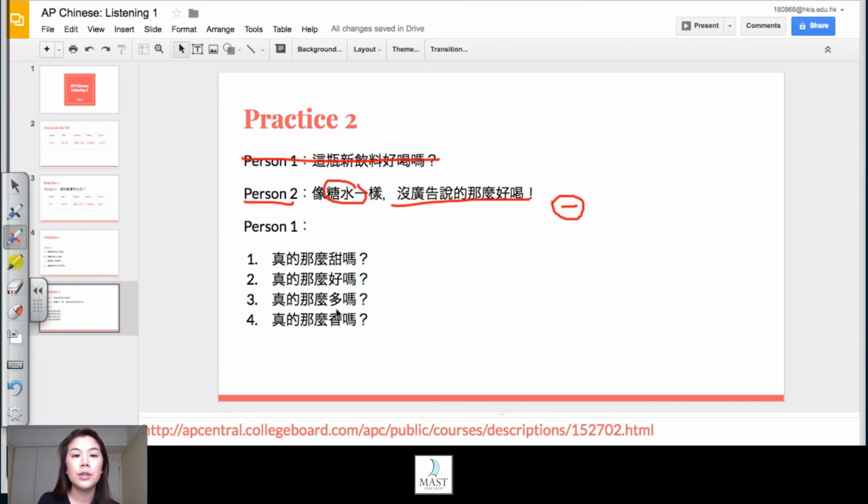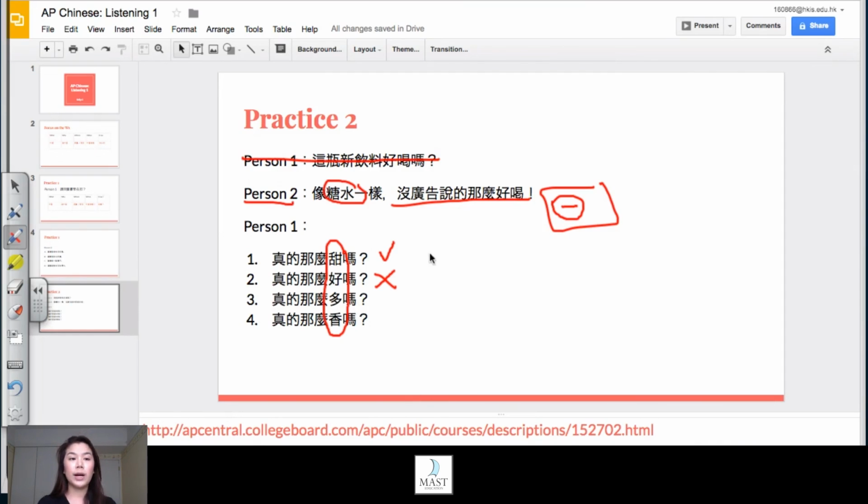Then in the answers, you can see the structure is quite similar. It's 真的那么. So this means that you only need to focus on the description. And then again, it's asking, is it really that? Should it look for a positive or negative thing? It should look for a negative thing. So these descriptions should be negative. Let's go from option 1. It says, 真的那么甜吗? Is it that sweet? If it's too sweet, then it's a bad thing. And you want that, so you would put a tick on that. And then this says, 真的那么好吗? Is it that good? Good is a positive thing, and you are trying to find a negative thing, so you cross that out.